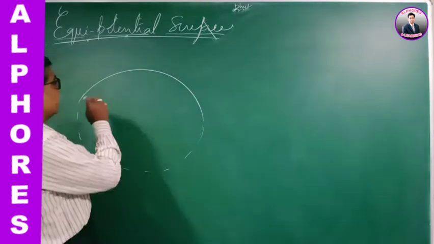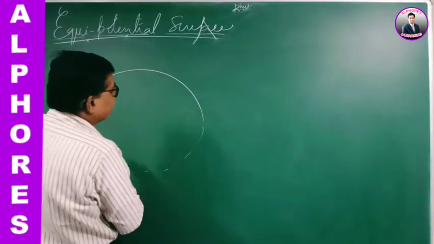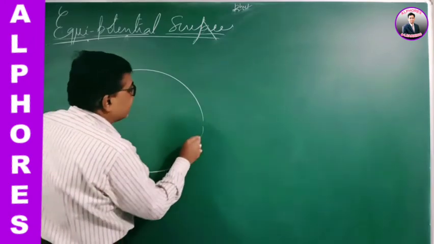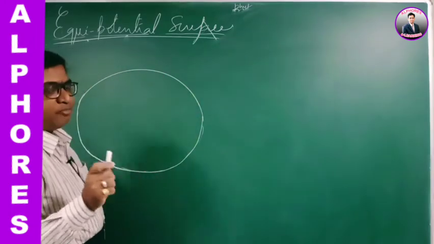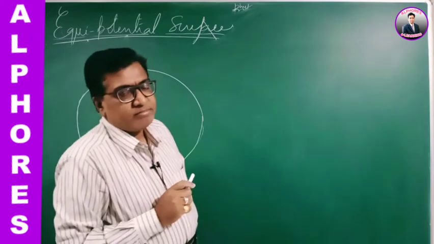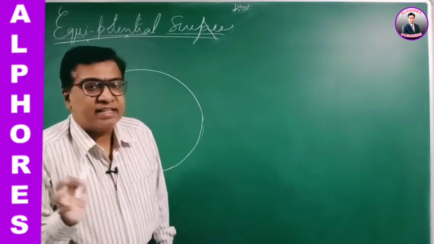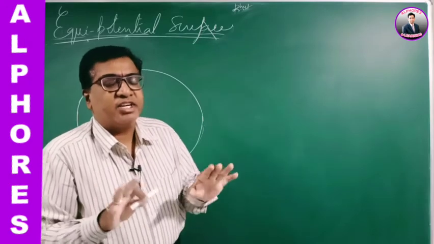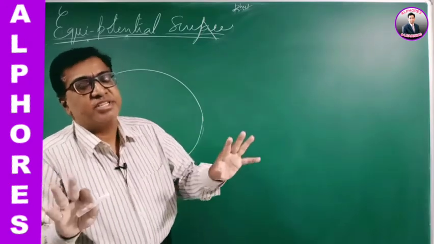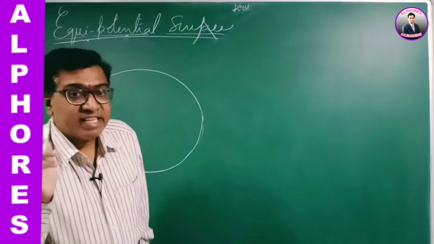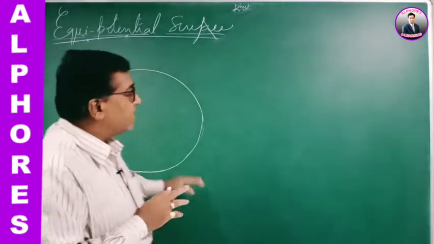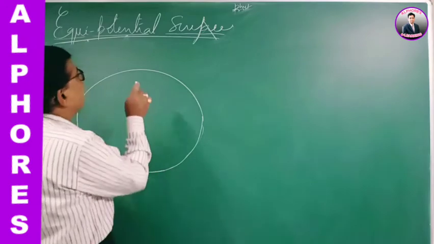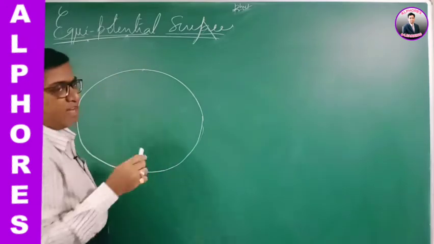Suppose I consider a metal conductor here. At any point on the surface of the conductor, the potential is the same. For a metal conductor, the potential at all the points on the surface is constant. It is an equipotential surface irrespective of its shape and size.